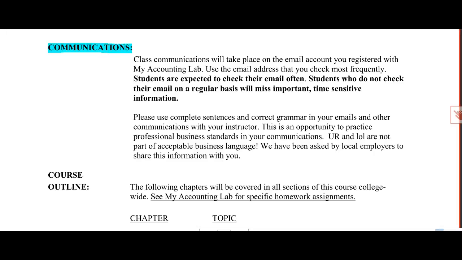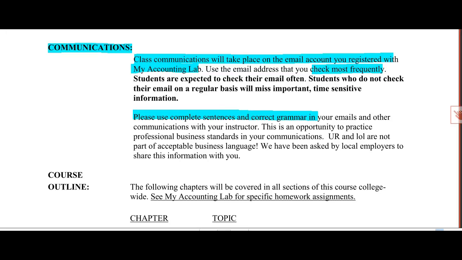Communications between us. Our class communications will take place on the email account you registered with My Accounting Lab. Use an email address that you check most frequently because we'll have communication 2 or 3 times a week. Please use complete sentences and correct grammar in your emails to me. This gives you an opportunity to practice some good professional business standards in your communications. Local employers have advised us that they're not happy with the current pool of employees' use of business language, so we've been asked to share this information with you and provide this opportunity.